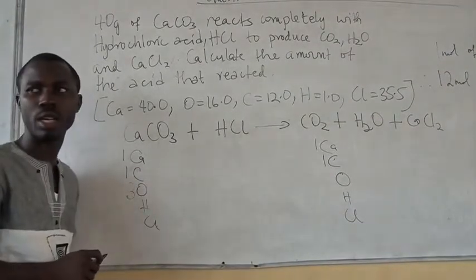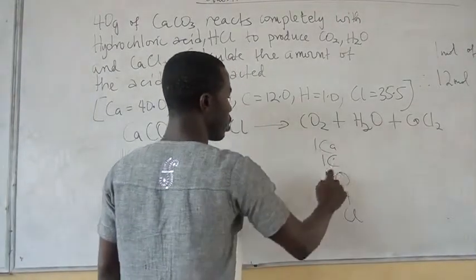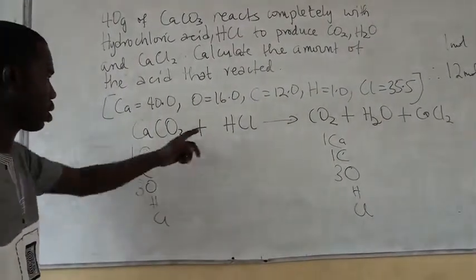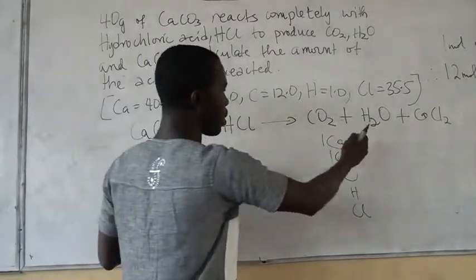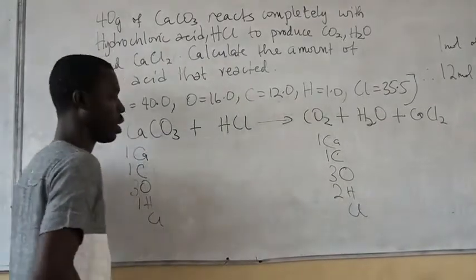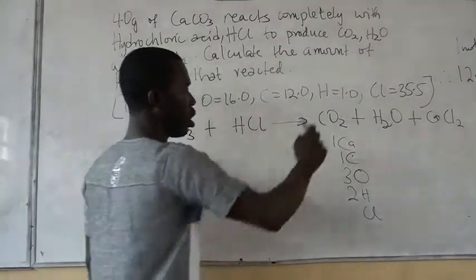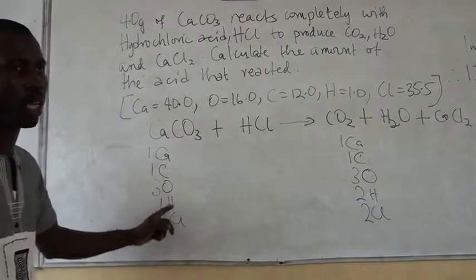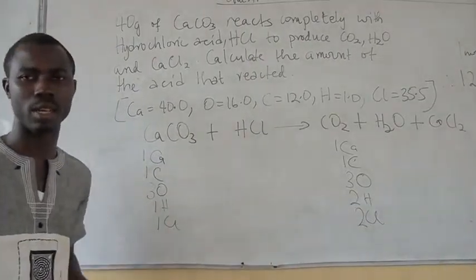Do we all agree? Yes. On the right, 2 plus 1, 3. Then H is only 1 on the left, but on the right, the H, 2. Okay, there are 2 there. And finally, the chlorine, 1 on the left. On the right side, there are 2. So it means the hydrogen and the chlorine are not balanced. So we have to balance the H and the Cl.